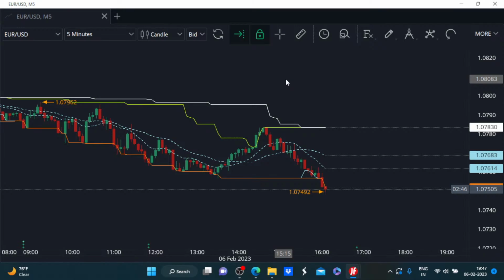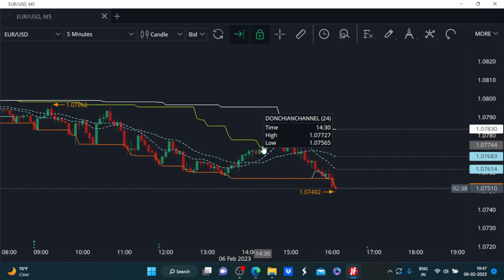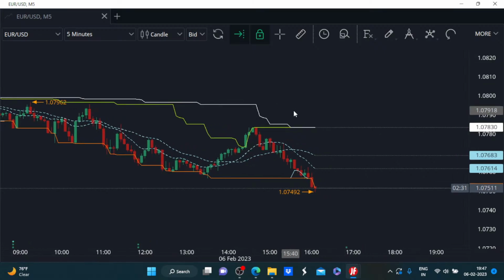This is the Euro USD chart with each candle period defined at 5 minutes, and I have added the Donchian channel 24 to get us the price range prevalent over the last 2 hours and the Donchian channel 48 to look at the price range for the last 4 hours. Along with that, we have the SMA 12 and SMA 24 in place for the average price prevalent over the last 1 hour and 2 hours respectively.